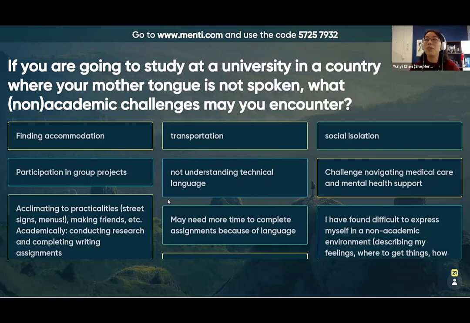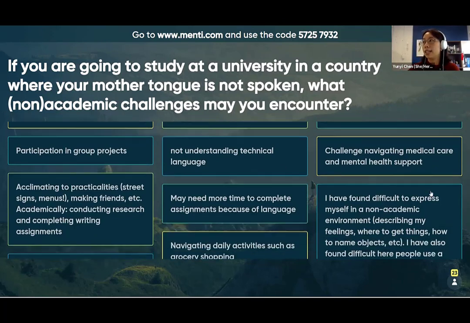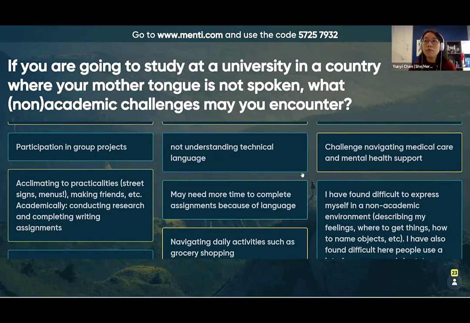I always get thrown off by all the acronyms people use, acronyms like QSEC, QFA, UNQ. So I'm still learning as a new member of Queen's community. Okay, challenge navigating medical care and mental health support. Exactly. Yes, thank you so much for posting that. We also have may need more time to complete assignments because of language. Exactly. I think for me, I'm a slow reader. I usually take 2 or 3 times more compared with some of my colleagues who speak English as a first language to finish a reading. So this is also a challenge I share.